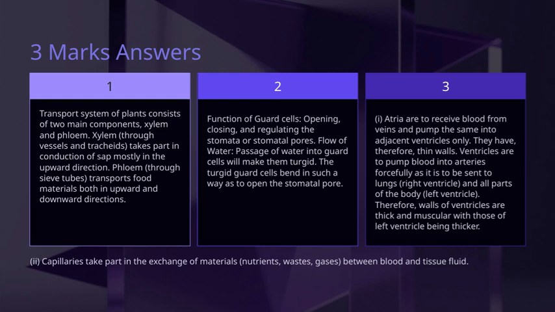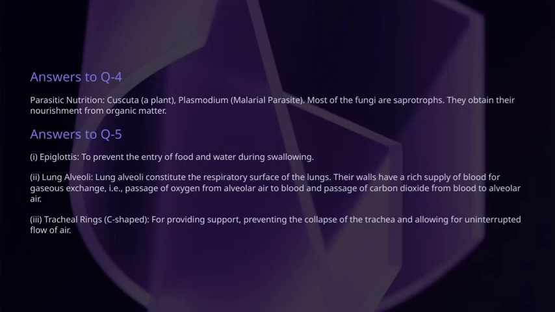So, in summary, whether it's the heart's muscle layers, the capillaries' exchange function, or the plant's transport and regulation systems, each component plays an essential role in maintaining the overall health and functionality of living organisms. Now let's look at the last slide in our presentation.